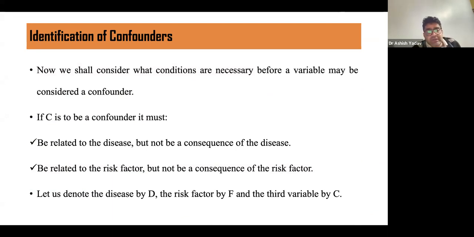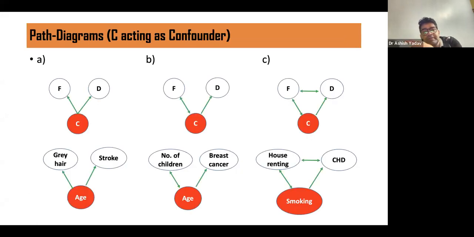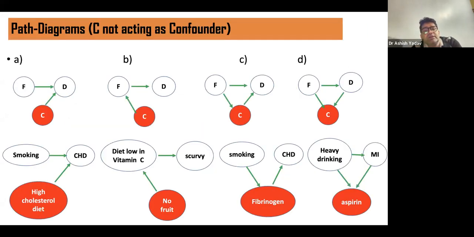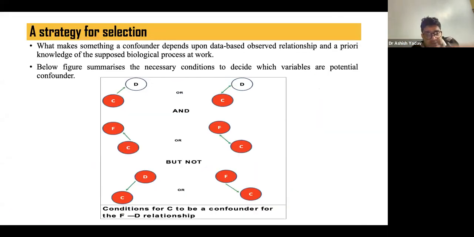How to identify it? Now we shall consider what conditions are necessary before a variable may be considered a confounder. If C is to be considered a confounder, it must be related to the disease, but not be the consequence of the disease. It must be related to the risk factor, but not be the consequence of the risk factor. Let us denote the disease by D, the risk factor by F, and the third variable as C. What we have discussed now is the same thing. So this is the path diagram for C acting as a confounder, and when C will not be considered a confounding variable. So these are the strategies.